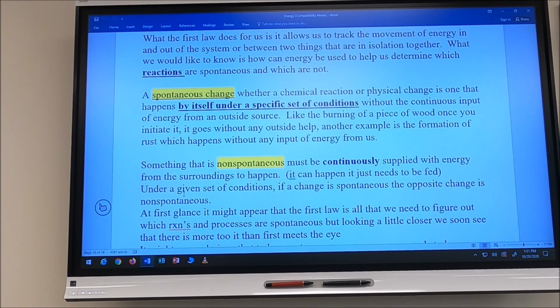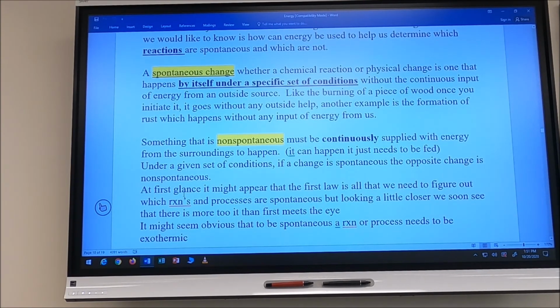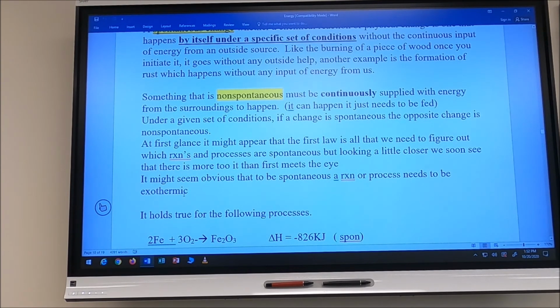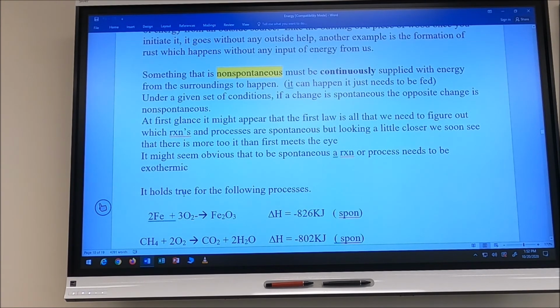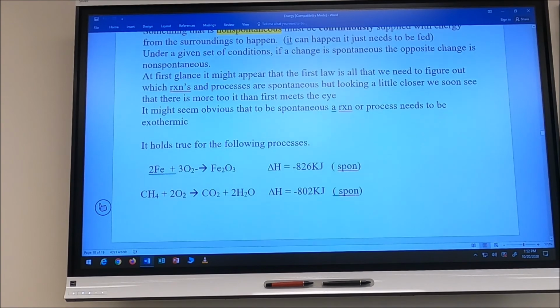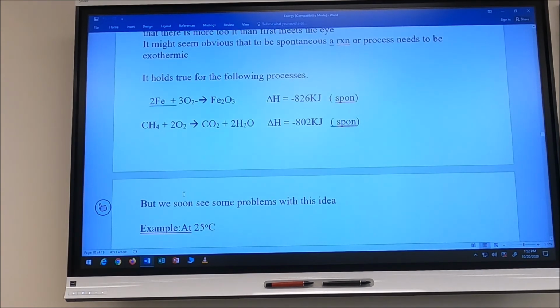At first pass, it kind of looked like the first law of thermodynamics was all we needed to figure out if a reaction was spontaneous or not. But when they looked a little closer, things got more complicated. It might seem obvious to us that spontaneous reactions need to be exothermic. It holds true if we look at iron plus oxygen going to rust. Delta H there is minus 826 kilojoules, and it's spontaneous. And methane plus oxygen going to carbon dioxide and water is spontaneous. Delta H is negative.